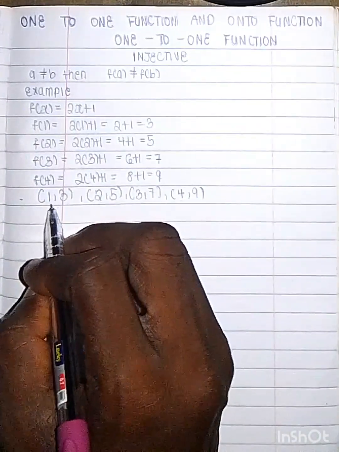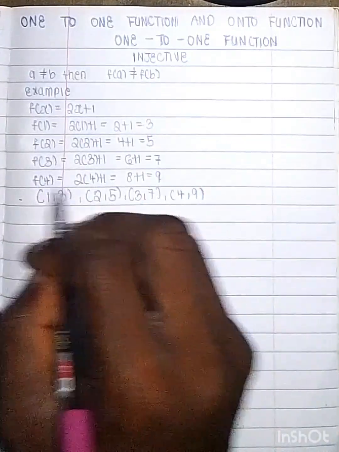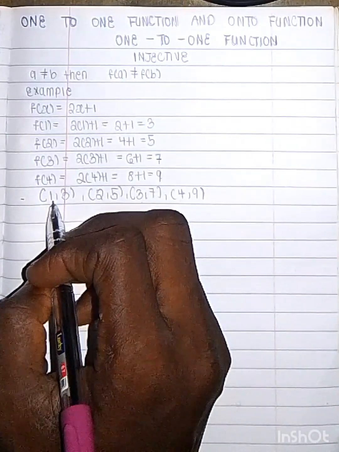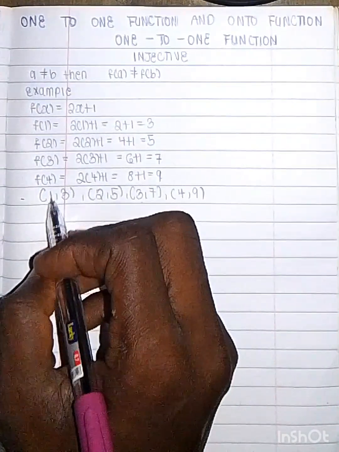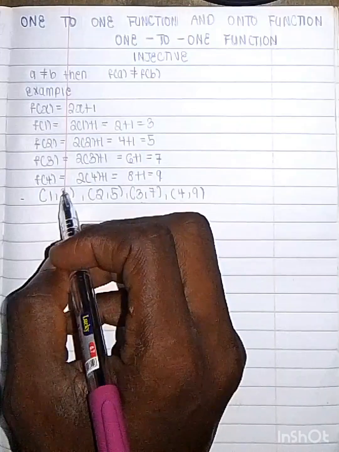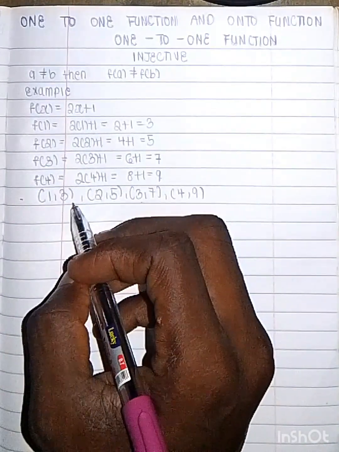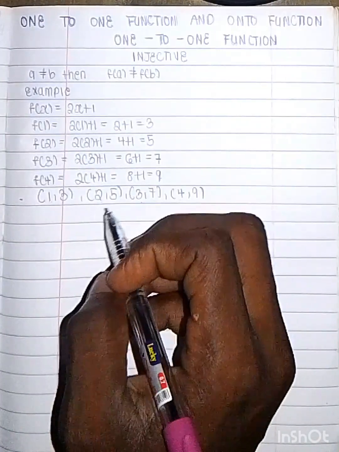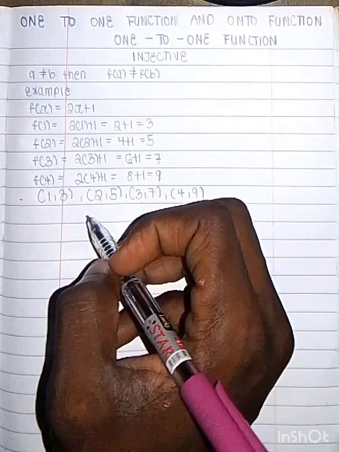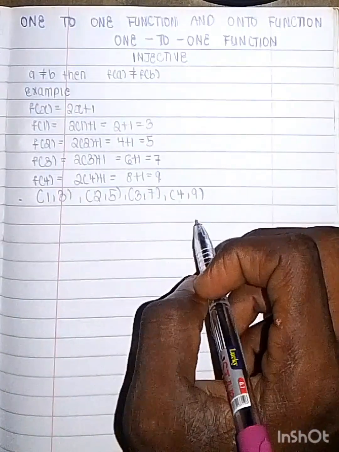You can see here that there is no place in this set of ordered pairs where different inputs have the same output. For example, if 1 had an output of 5 and 2 here had an output of 5, it would have been called a non-one-to-one function. Why? Because in a one-to-one function, each input should have its own separate output.